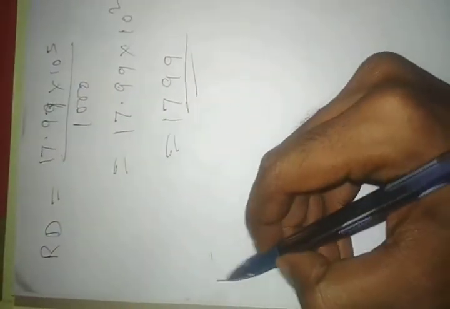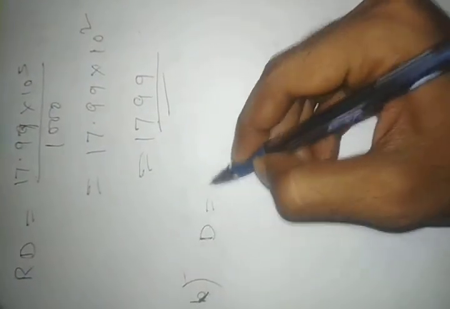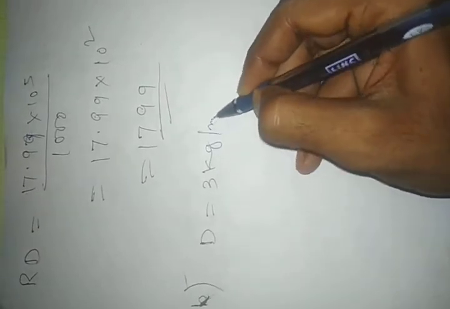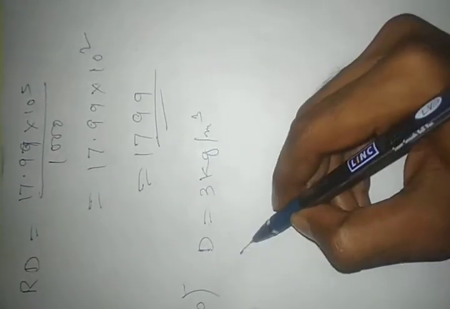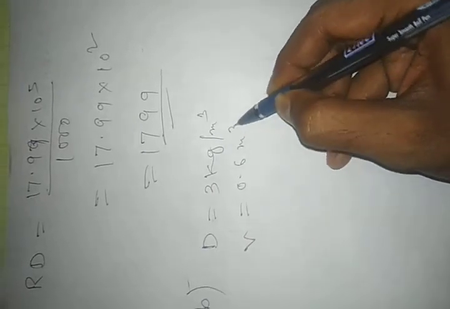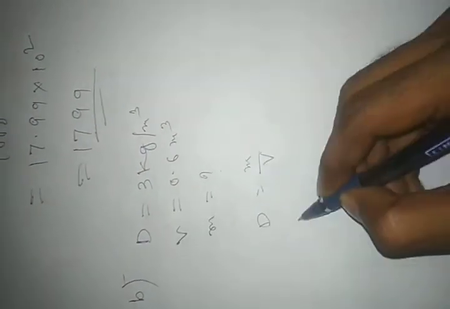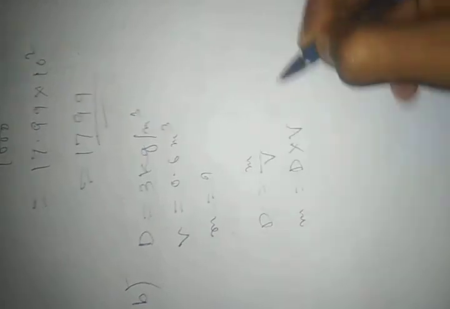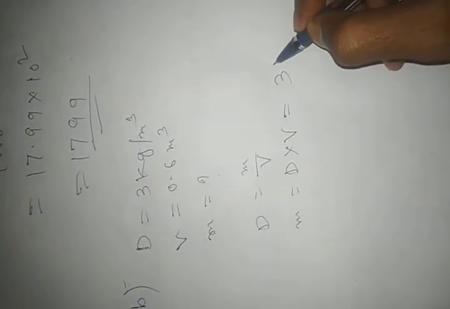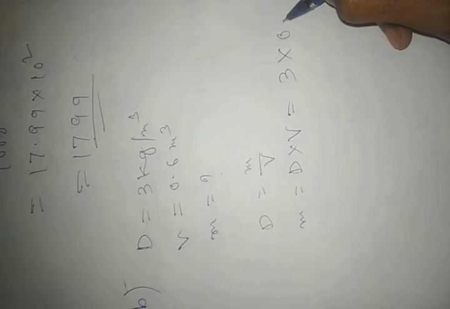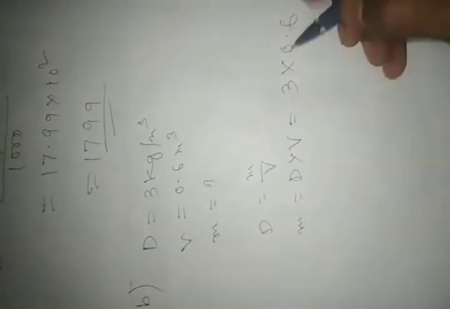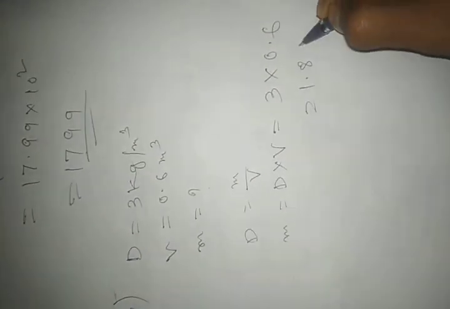Okay, next, check the math B. The mass of the body whose density is 3 kg per meter cube. Density is given 3 kg per meter cube. Volume is also given, 0.6 meter cube. You have to find out the mass. We know that density equals mass by volume, or mass equals density into volume. Density is given 3, volume is given 0.6. So I got mass is 1.8 kg.